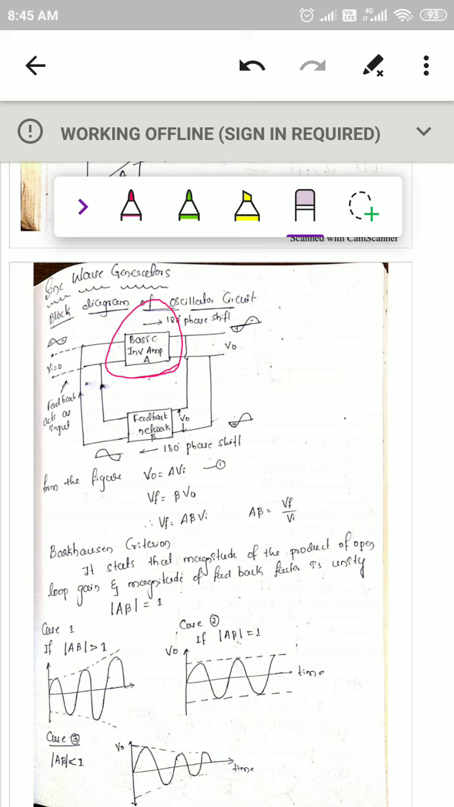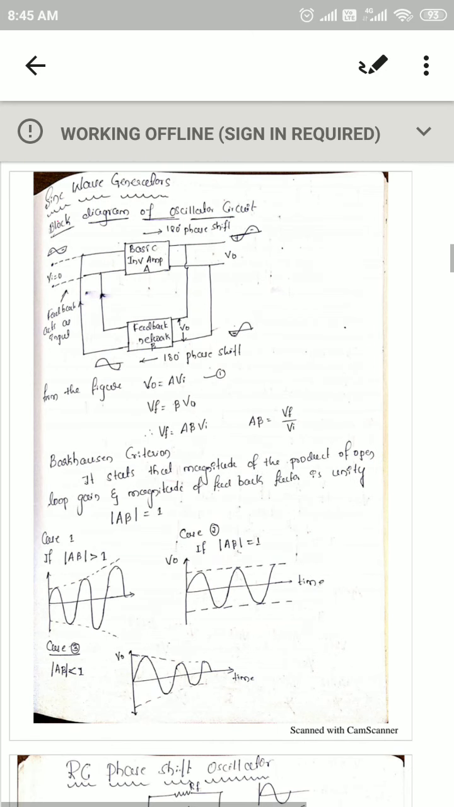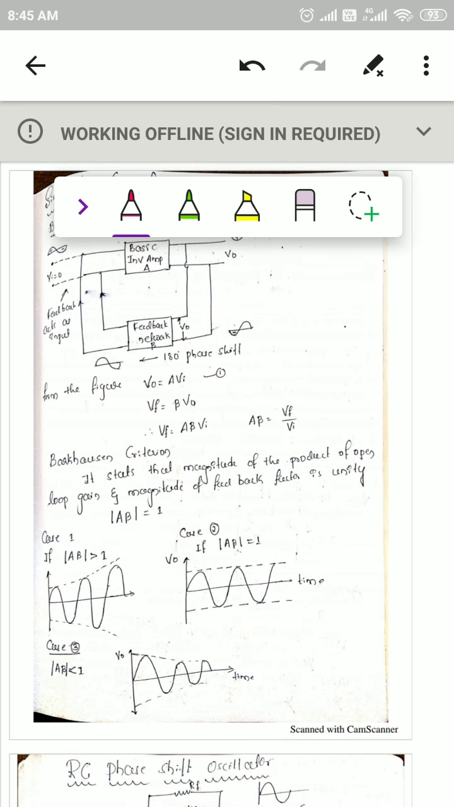Now, you know what the Barkhausen criteria say. The phase shift around the loop should be 360 degrees. Here we have 180 degrees phase shift, and here another 180 degrees, so the phase shift around the loop is 360 degrees. That is the first criterion of Barkhausen. Then there are three different cases. In the first case, A into beta, the forward path gain and the feedback path gain, taking the modulus of this multiplication, should be 1.